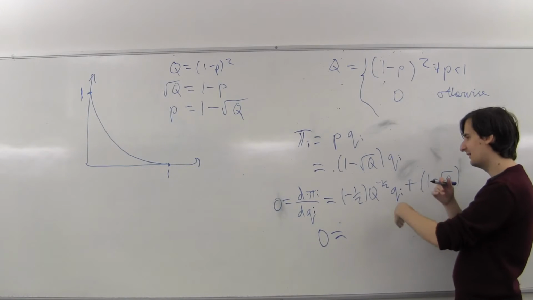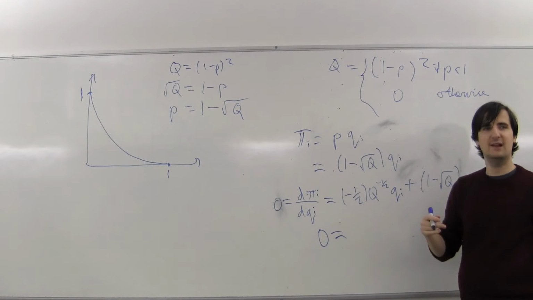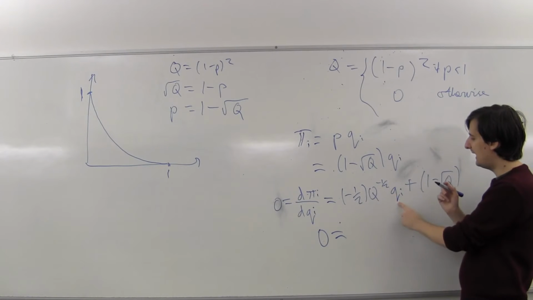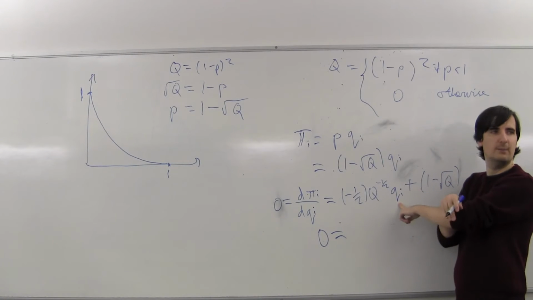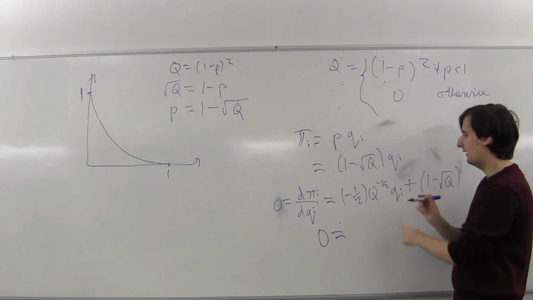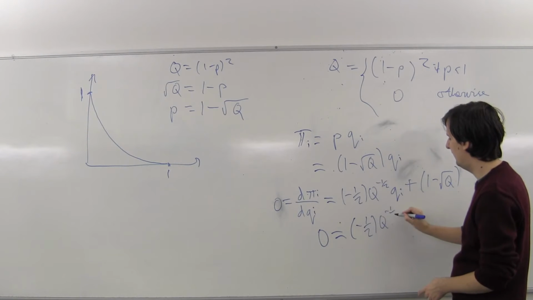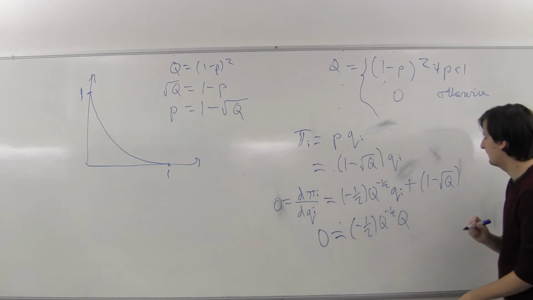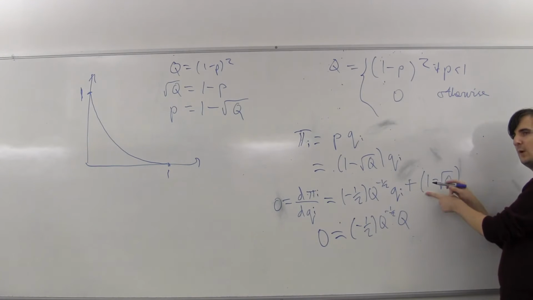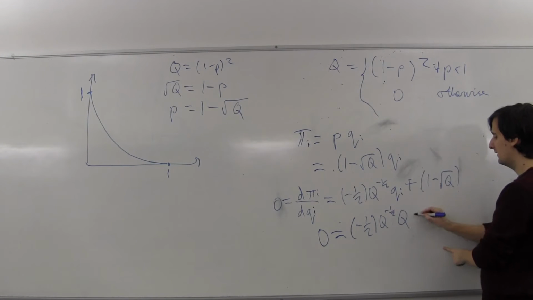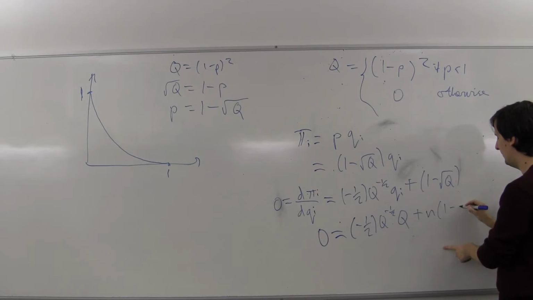Well, okay, I'm not dividing by n yet. Just adding up. Let's do things 2 steps at a time. So when we add up all the little q's, we get big Q. Okay, so this gives us minus a half q to the minus a half big Q. And then there's no i in this term. This term doesn't change across firms. When we add it up over n firms, we just get n copies of this term. So plus n times 1 minus 3q.